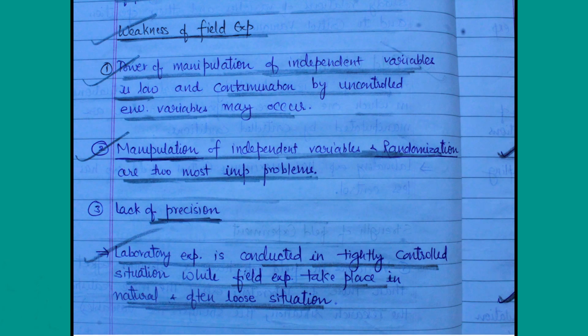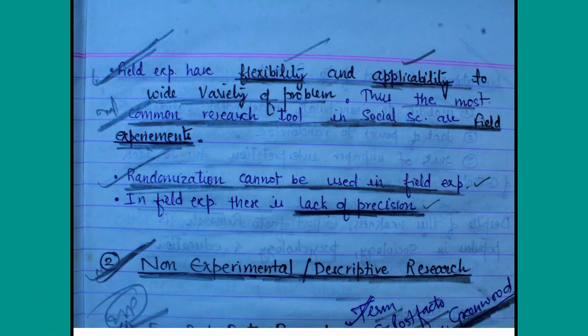Lack of precision, because in the field we do not know how many other variables have affected our experiment. So laboratory experiment is conducted in a tightly controlled situation, while field experiment takes place in a natural and often loose situation. Okay, so this is very important to understand. So field experiments have flexibility, applicability. Randomization cannot be used in field experiment. In field experiment there is a lack of precision, you can write it down. So here you can find it.